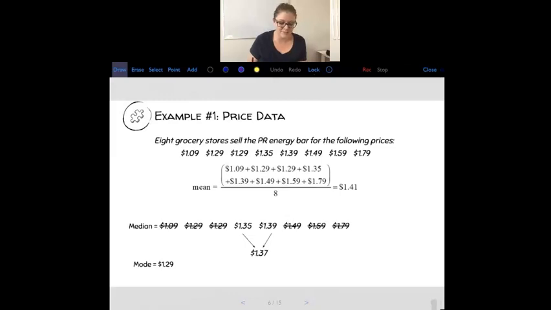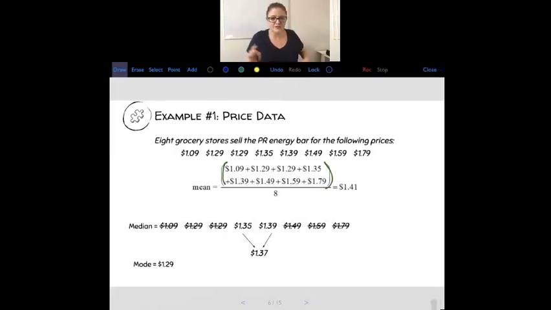With the mean, you add up all the values and divide by 8. These parentheses are really important for the Texas Instruments calculator. If you don't put them there, all the calculator is going to do is divide your last value by 8. So add them all up, maybe hit enter, and then divide by 8. The mean price is $1.41.